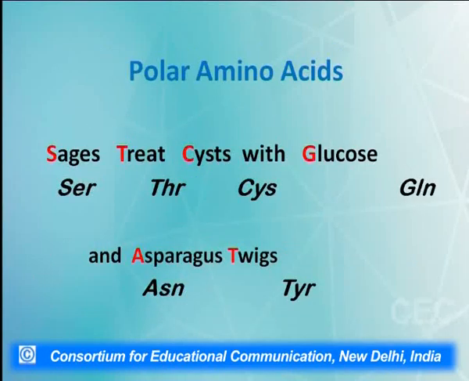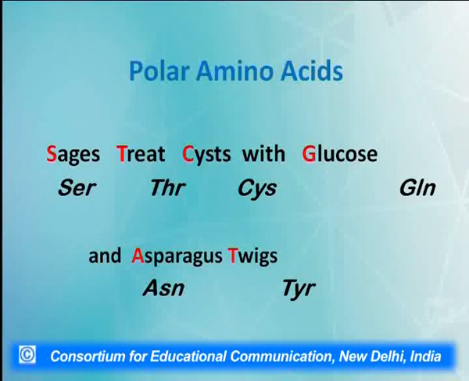Now, if we have to remember polar amino acids, how do we go about it? Again, please remember the first alphabet of the word, which is written in red and in capital, will represent the first word of the amino acid. That is, Sages treat Cyst with Glucose and Asparagus Twigs. So, if you notice in this sentence, I have not written the W of "with" and the A of "and" in capital. That means they are not going to indicate amino acids.